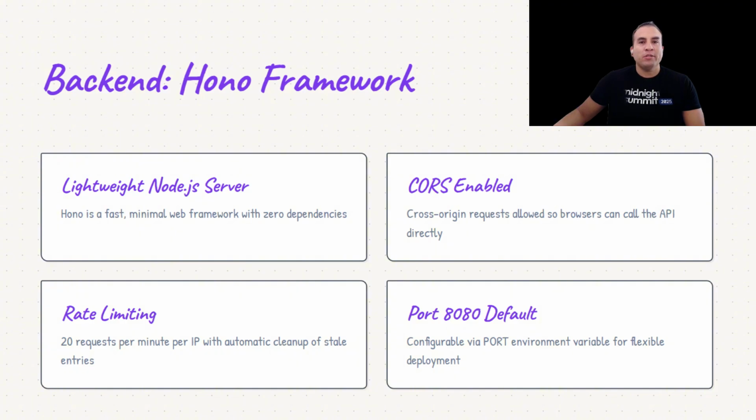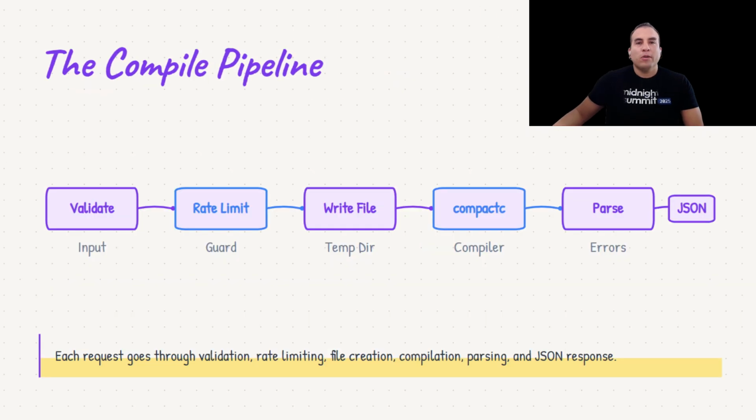The server runs on port 8080 by default, but you can change that with the port environment variable. Railway sets this automatically when you deploy. When you hit the compile endpoint, your code goes through 6 stages. Let me walk you through each one.